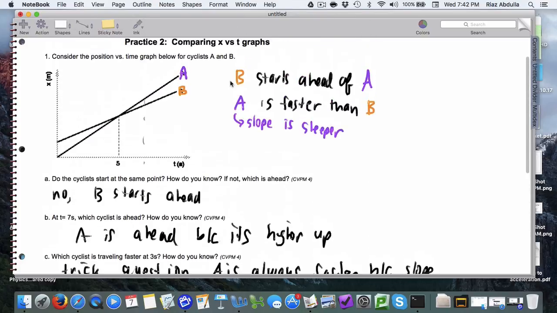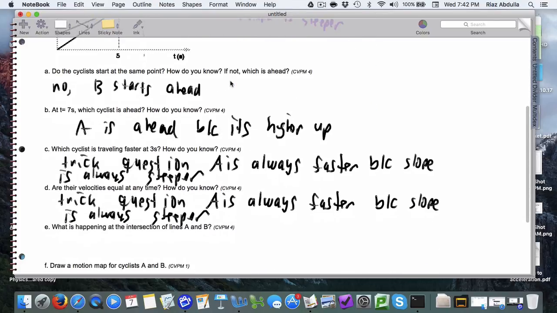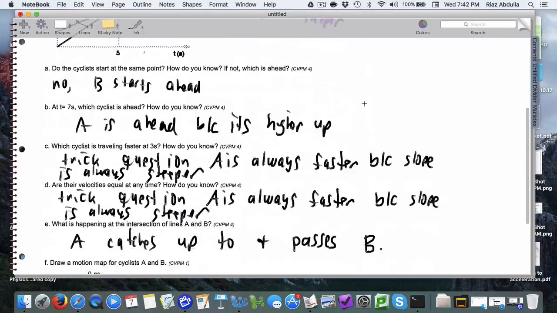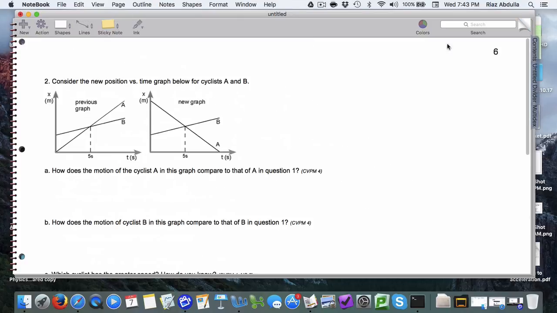Now, what is happening at the intersections of lines A and B? I want to be really clear. The way we want to say this is that A catches up to and passes B. Okay, so that's this page. Let's take a look at the second page. We're going to do a little comparison.